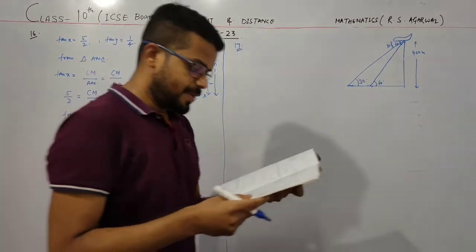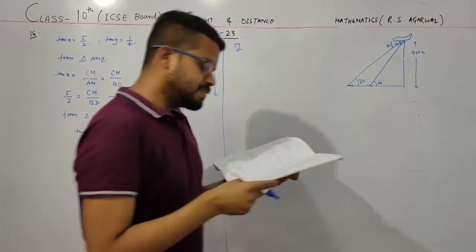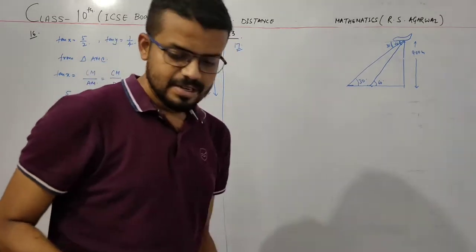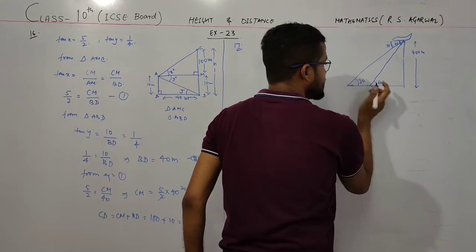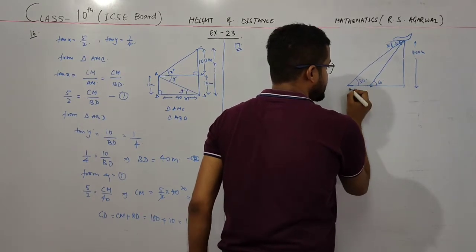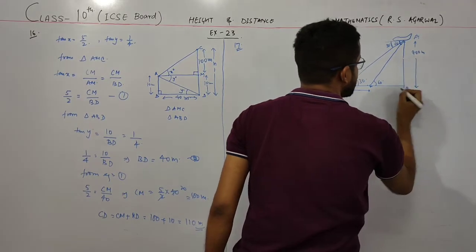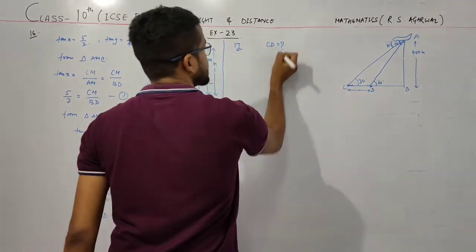Okay, now find the distance between the ships. We have to calculate the distance between the ships. We have to calculate this distance. If this is A, this is B, this is C, and this is D, we have to find this distance.